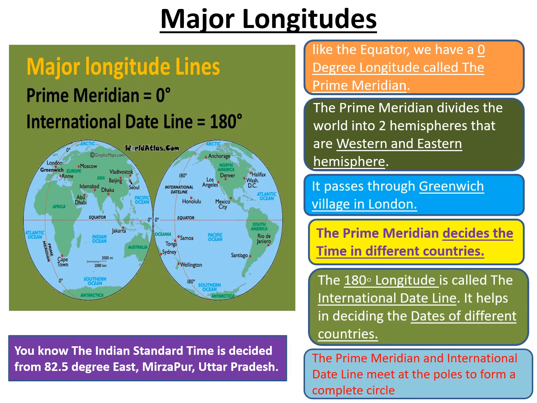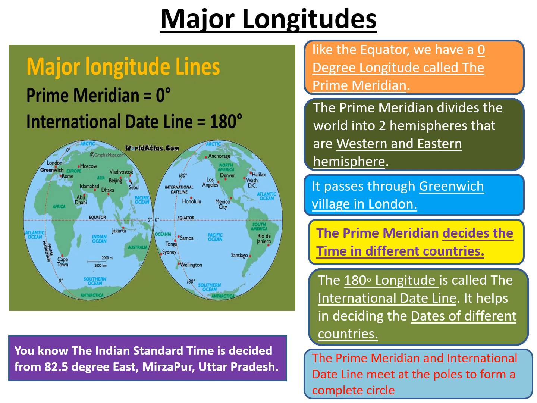See the picture? Now, let's read from the boxes. Like the equator, we have a 0-degree longitude called the prime meridian. The prime meridian divides the world into two hemispheres that are Western and Eastern Hemisphere, which we have just learnt about. The prime meridian passes through Greenwich Village in London. The prime meridian decides the time in different countries.